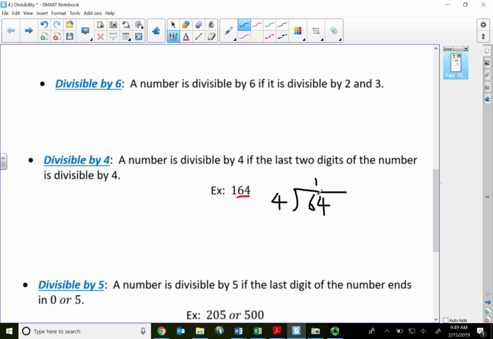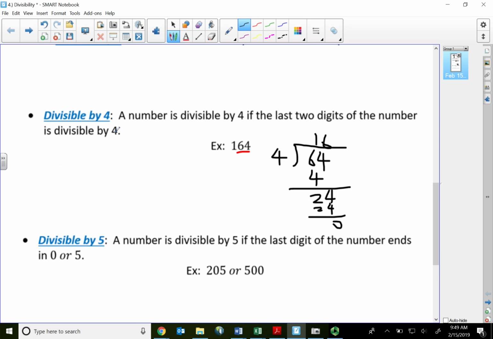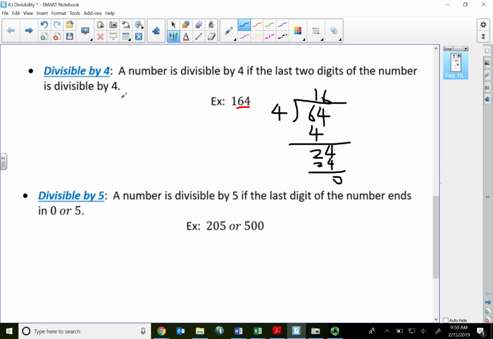4 goes into 6 one time. Long division, we subtract, so that's 2. Bring down the 4. And 4 goes into 24 6 times. So 4 does go into 64 evenly, which is the last two digits. Therefore, 4 can definitely go into 164. That's what I mean by divisibility by 4.